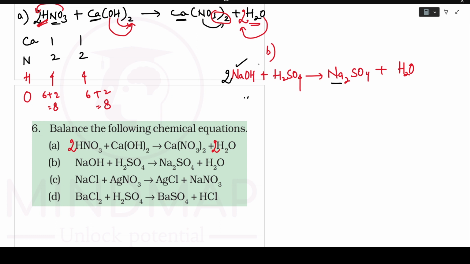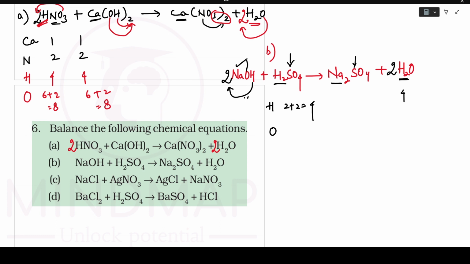Next, let's move on to sulfur. Sulfur here is 1, sulfur here is 1. Done. Let's check the hydrogen now. Hydrogen here is 2, plus, see here it's 2. So hydrogen is 2 plus 2, 4. Whereas on this side, hydrogen is only 2. So write here 2. So hydrogen has become 4. 4 and 4 balanced.